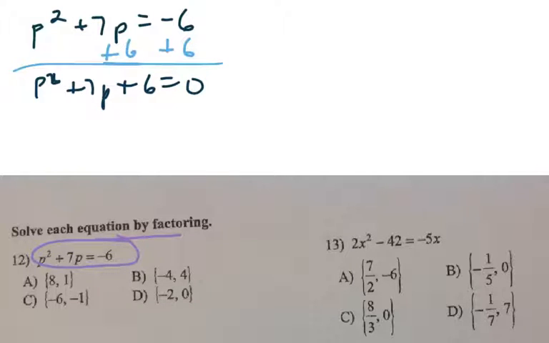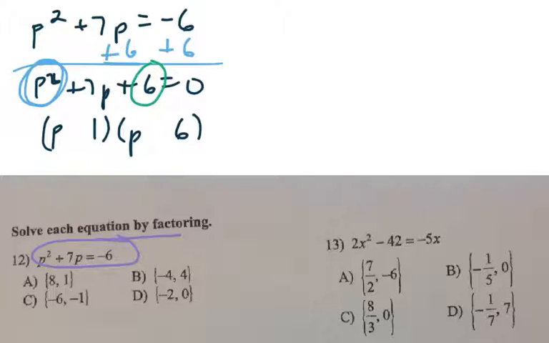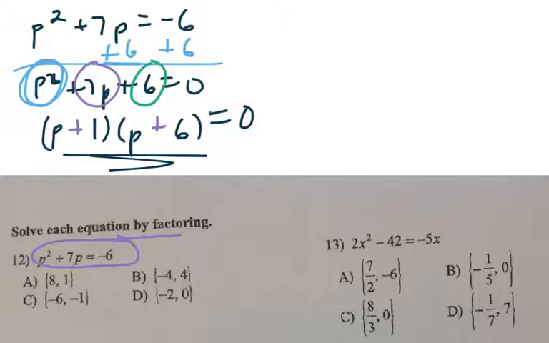Now, if you needed to, you could actually use quadratic formula to solve that, okay? You can use quadratic formula. But look how simple this is, guys. Isn't p times p, that p squared right there, right? Isn't 6 times 1, that 6 right there? And if I just simply do plus 1 plus 6, don't I get 7p? I sure do. So now that I have the factored form right here, we're now going to use what we call the 0 property.